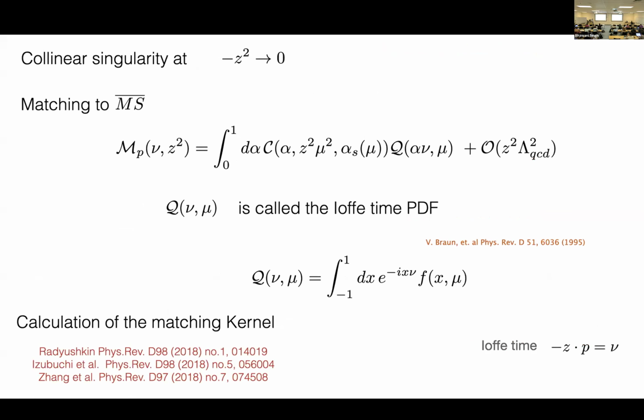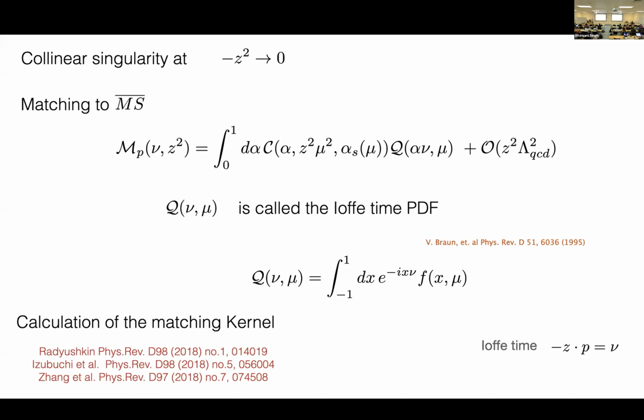However, we have a problem. In the limit of z squared going to 0, you have divergences. So this limit is not trivial. You cannot take it easily. But what one can show is that this singularity, which is called collinear singularities, if you have studied cross-section factorization theorems, this is the same. The source of the singularity is the same as what you call the collinear singularities in this context.